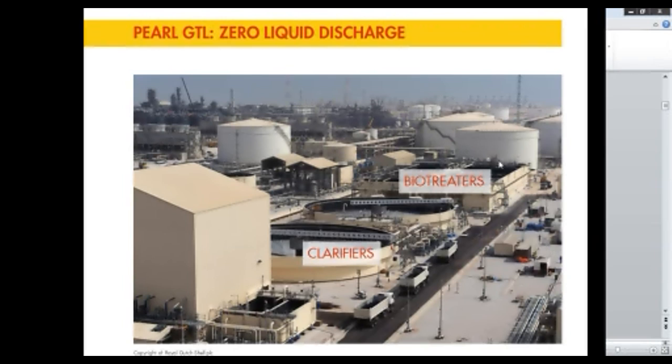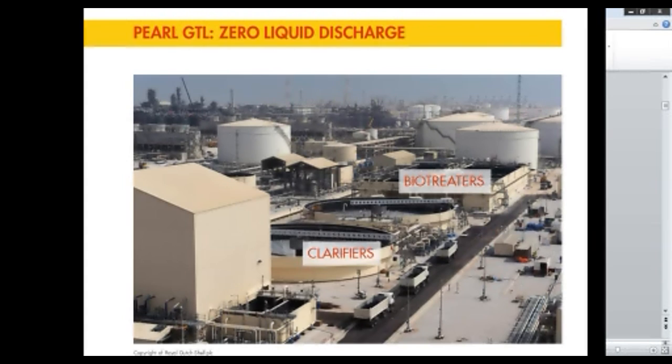So after this equalization step, the water is sent to the biotreaters, and in the biotreater we have these bacteria, naturally occurring microorganisms, that oxidize the dissolved hydrocarbons into CO2, and all the ammonia that's present in the water is converted in two steps via a nitrification-denitrification process into nitrogen gas, which is then emitted into the atmosphere.